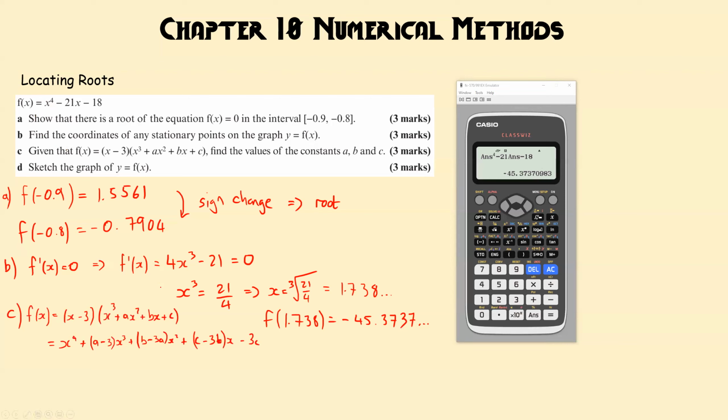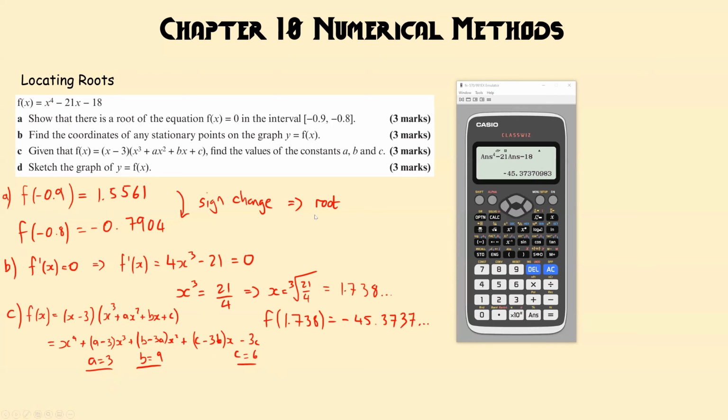Using the fact that we know that there's no x cubes, there's no x squareds, we can try and find these out. So I know that x cubed is 0, so a must be 3. I know that x squared is 0, so putting that in here, I know that b must be 9. And finally, for the c term, I know that the constant is minus 18. So 3c is 18, so I know that c is 6. So just a quick compare coefficients there to get that last little bit.